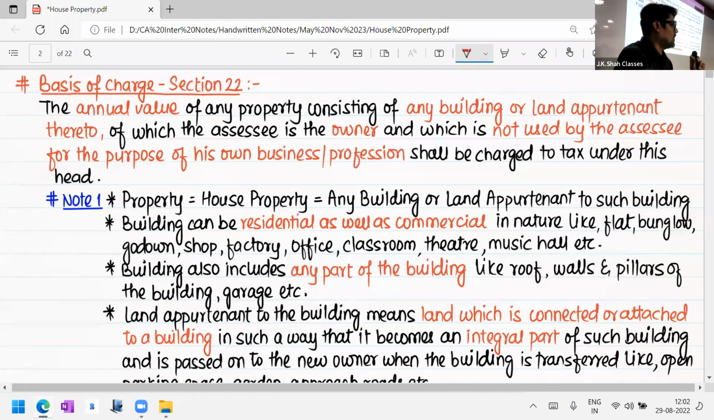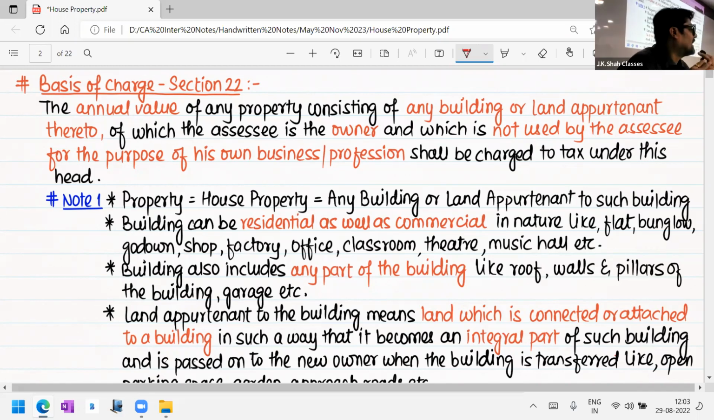See, the house property of which you are the owner, which is not used by you for your own business or profession, if we charge tax on the rental income of this property, nobody is going to show us the real rental income which they are earning. Hence, instead of charging the rental income of that property, we charge the rent earning capacity of that property under this head, which is known as annual value. So what are you supposed to charge under this head? Annual value of a house property, of which you are the owner, and that house property shall not be used by you for your own business or profession. Understood? Section 22.